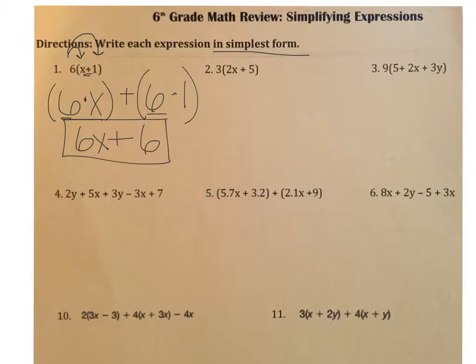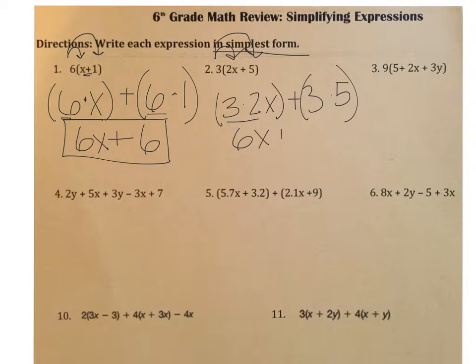All right, number 2. 3 distributes with 2x, and 3 distributes with 5. So we have 3 times 2x plus 3 times 5. So 3 times 2 is 6x plus 3 times 5 is 15. We cannot combine those because they are not like terms, so that is in simplest form.